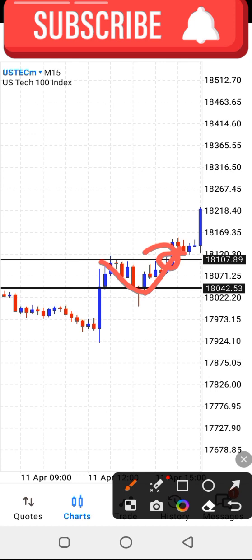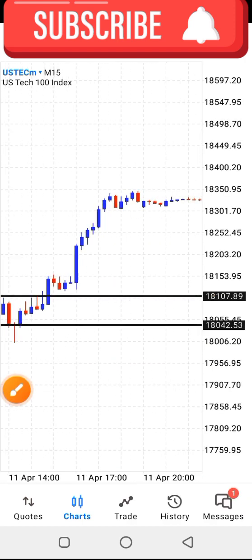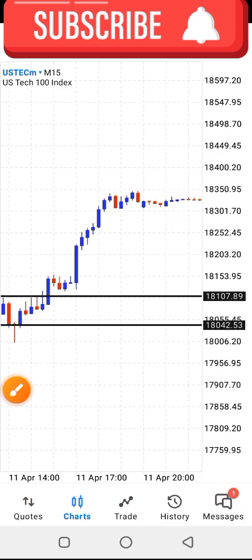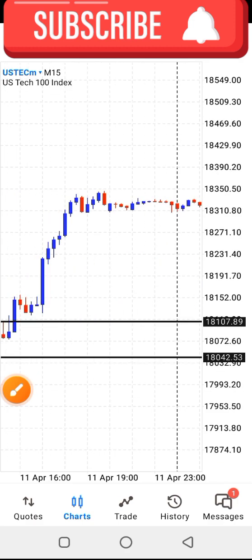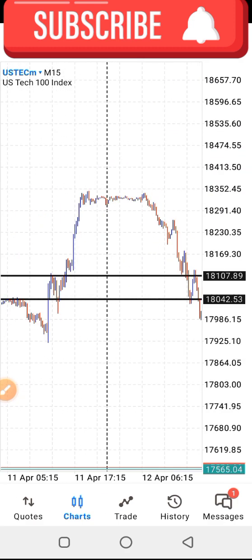Where will my stop loss be? My stop loss will be just around here, around this part. That's where my stop loss would be. Taking a 1 to 2 risk to reward ratio, it definitely gave me more than that. Can you see that? All right, so basically that's how it goes. I have another one here.